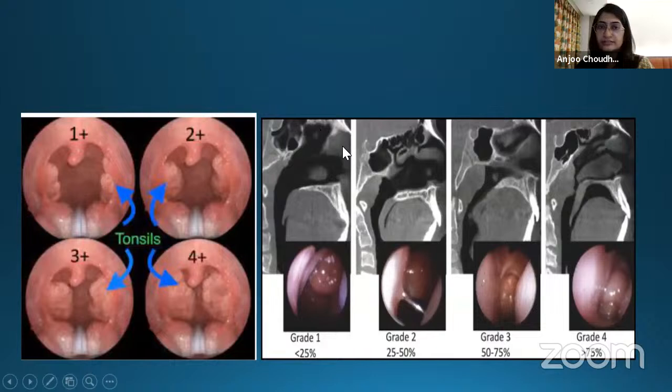If we see a CT or X-ray of this patient and we see endoscopically, if we correlate, grade 1 is when the choana is less than 25% obstructed. When it's about 50% obstructed, it's grade 2. When 50 to 75% is obstructed, it is grade 3. And when there is near total obstruction, then it is grade 4.